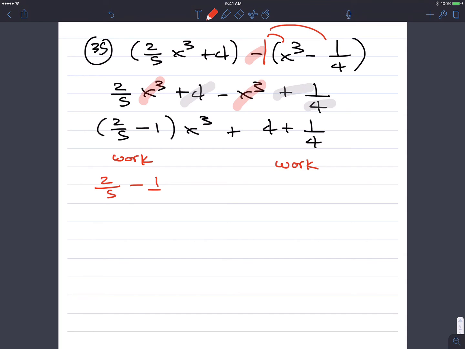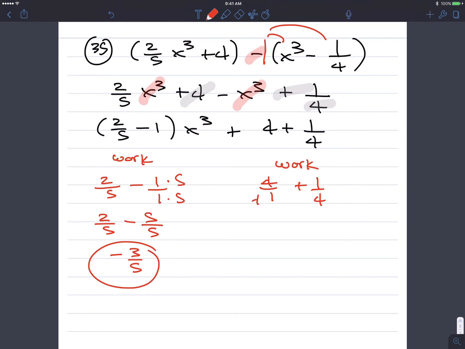2/5 minus 1 over 1, don't forget to multiply by 5, is 2 minus 5. Let's do it this way. It's 2/5 minus 5/5, or negative 3/5. 4 over 1 plus 1/4 multiplied by 4. 16/4 plus 1/4 is your 17/4.